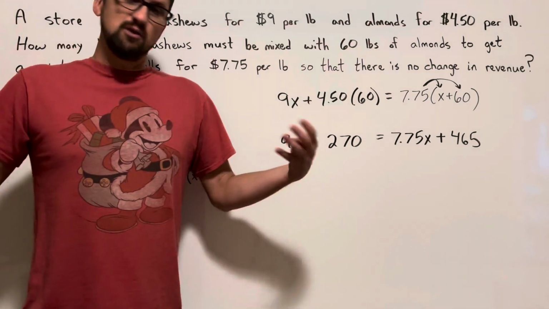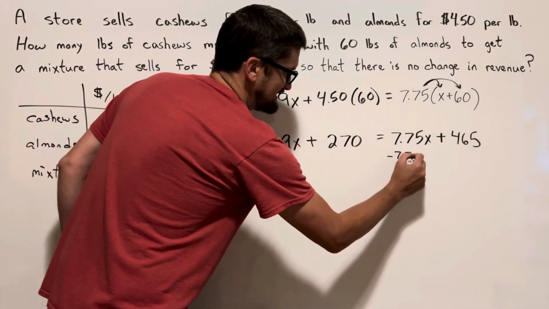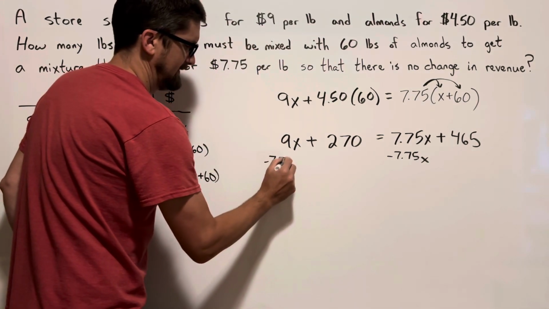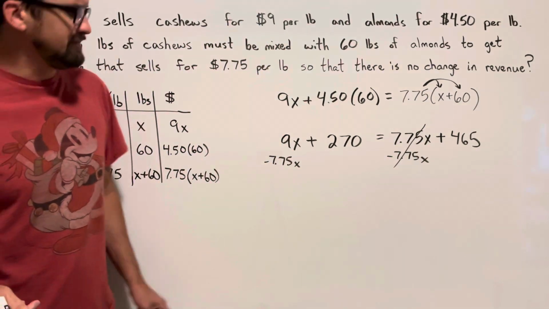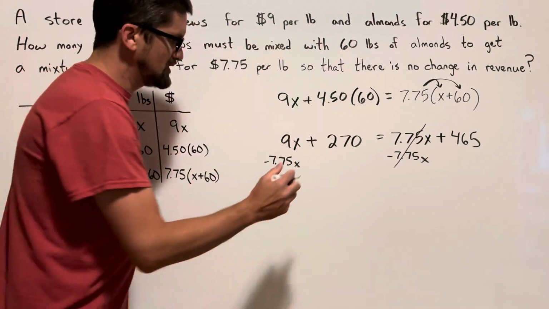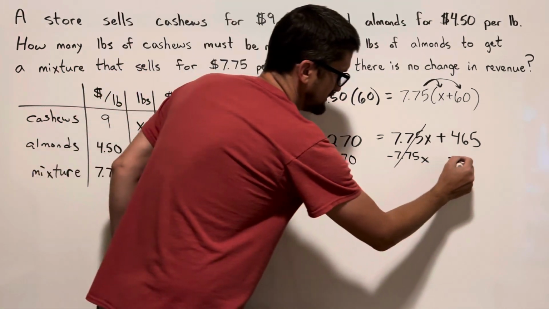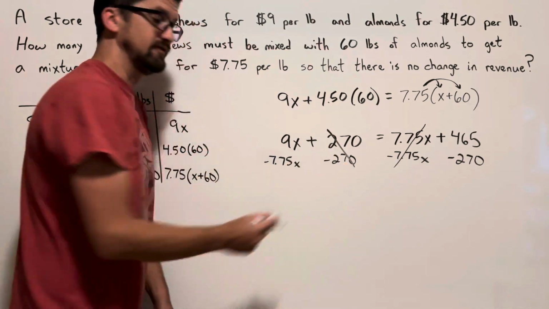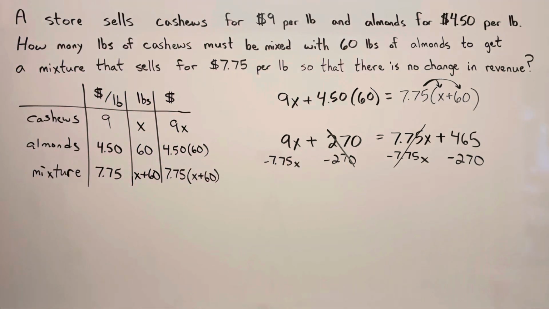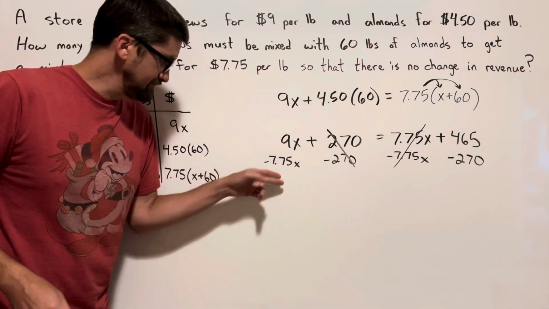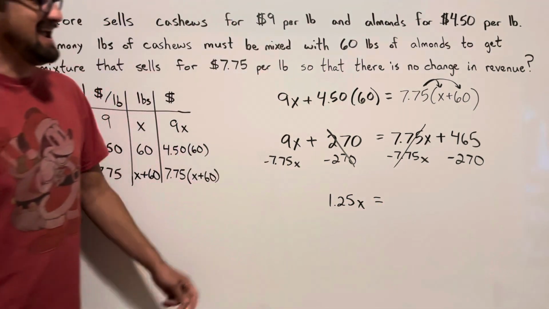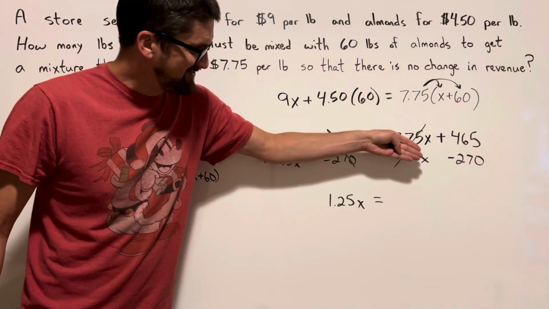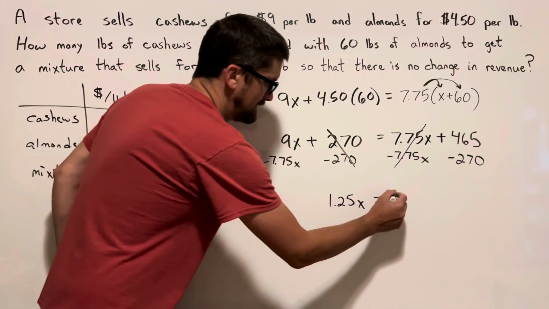I want to collect the X terms on one side, so I'm going to subtract 7.75X on both sides. That will get rid of the 7.75X's on the right-hand side. And then get the numbers on the other side, so I'm going to subtract 270 on both sides to get rid of the 270s on the left. Then what you're going to do is combine the X terms here. That's going to be 1.25X. And 465 minus 270, that is 195.